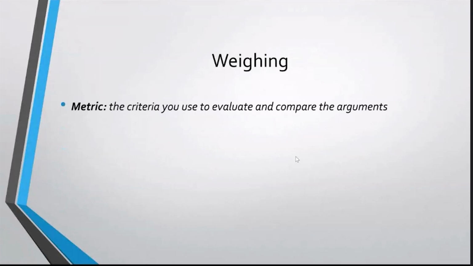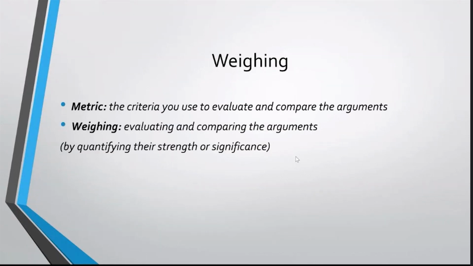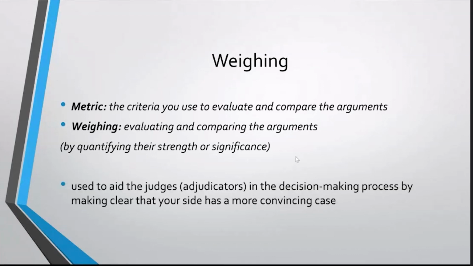Now, what is weighing? We already said that the metric was the criteria you use to evaluate and compare arguments, but weighing is that itself, the evaluation and comparison of arguments by essentially quantifying their strength or significance in some way through the metric itself. So this is used, like I just said, to aid the judges or adjudicators in the decision-making process by making it clear to them that your side has the more convincing case.